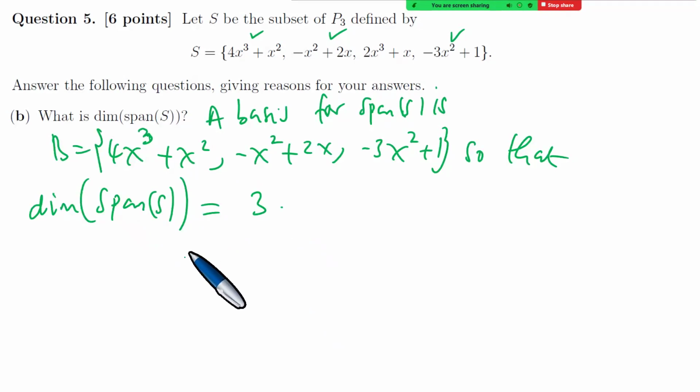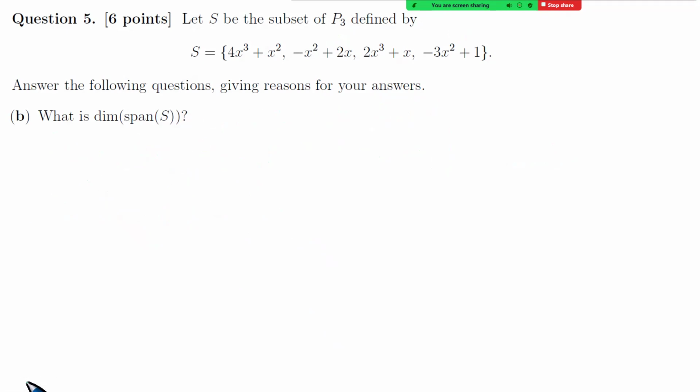Okay, let's look at the next question. We're moving to the C part. Here's C. Answer the following questions, giving reasons for your answer. Is this one a member of the span? Justify your answer.